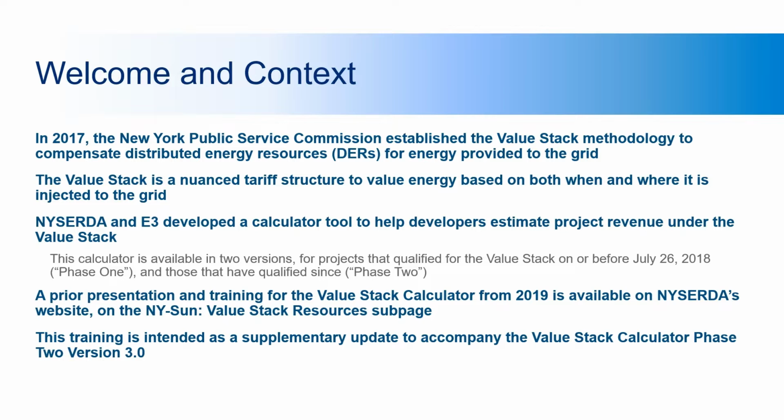The Phase 2 version 3.0 includes several updates which will be detailed later in the presentation. One key update is that the version 3.0 merges the Solar Value Stack Calculator with the Standalone Storage Calculator, allowing users to estimate revenue for either type of project within a single calculator file. Please note that this update only applies for the Phase 2 version and not the Phase 1 version of the calculator.